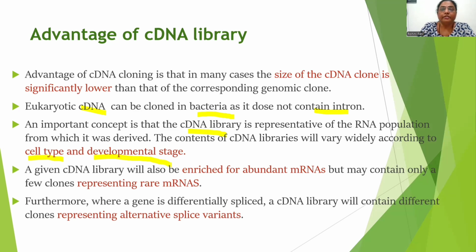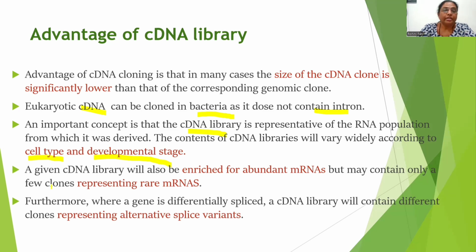Like when we take the pancreas, and in the pancreas the two cells, the beta cells and the alpha cells, these two cells will have different cDNA libraries, because the expression pattern of these two cells is different.